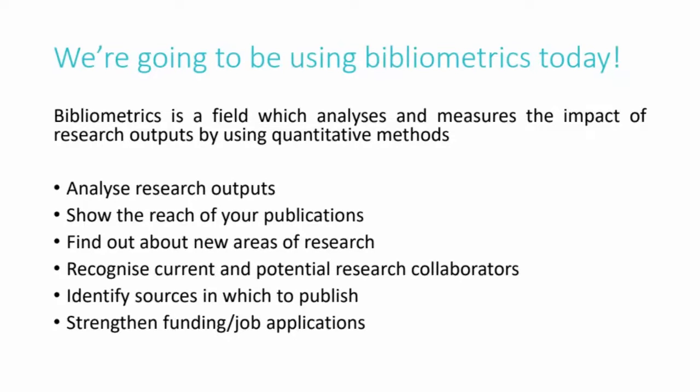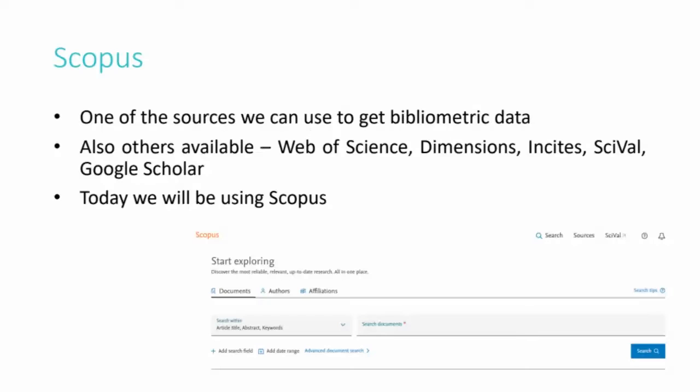It shows the reach of your publications. So, who's citing your work, where are those people from, which institutions, which countries. It can help you to find out about new areas of research. So what appears in your area, what areas are they researching in. It can help you find new research collaborators. It can help you when you're thinking about where you want to publish, and with identifying sources in which to publish. And then you can use all this information to help you strengthen those funding and job applications that you may put in. So we're going to be using Scopus today.